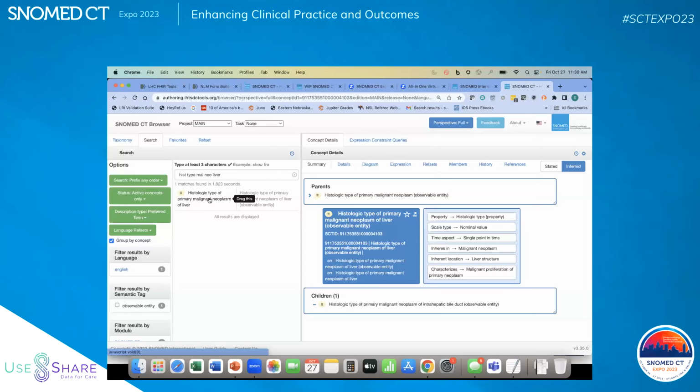Just so you know, it is modeled by template, so we followed a pattern. We're measuring a property of histologic type. Okay, so now we know what we're measuring. That's a malignant neoplasm that is inherent in the liver structure, and that's a primary. So if you pull that out, that context stays with it, and that's what we were really striving for. Same thing with histologic grade or something.